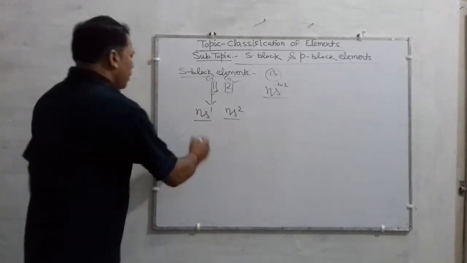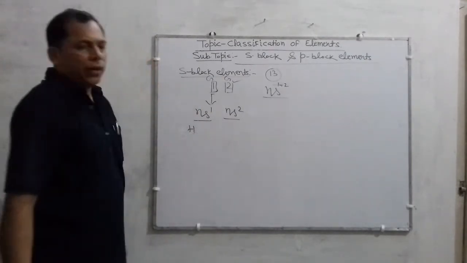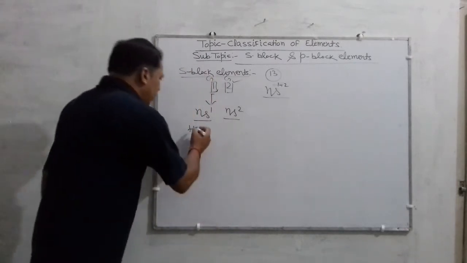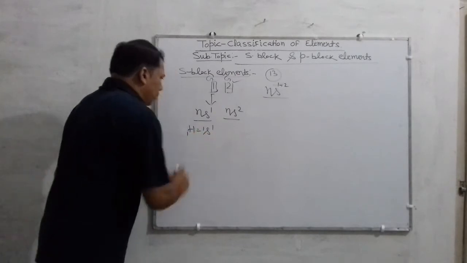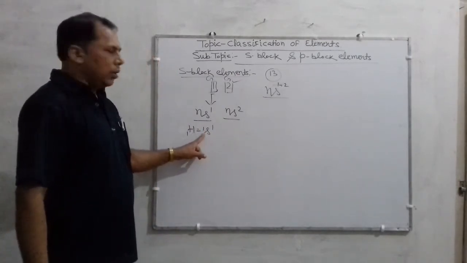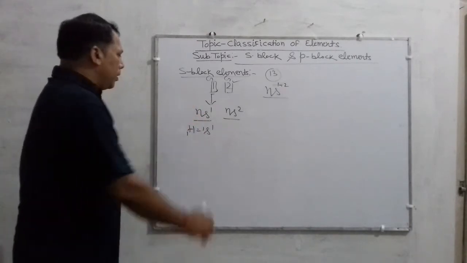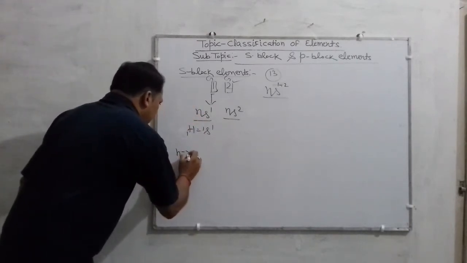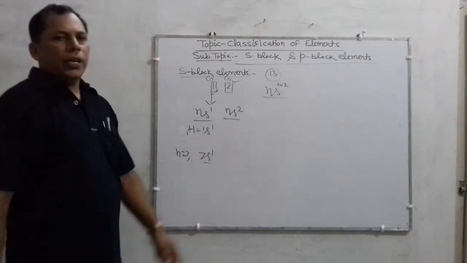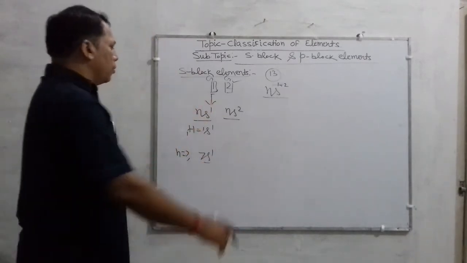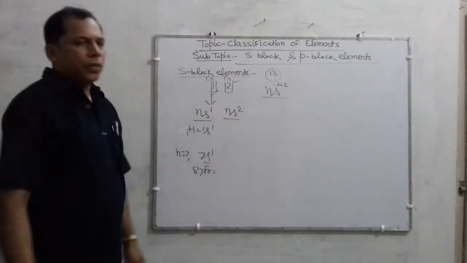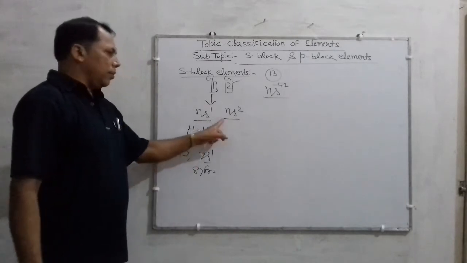For example, suppose I am taking the first element of the S block, that is hydrogen. If you write it, it will be 1s1. So for n is 1, you are getting hydrogen. But if you put n is 7, when it comes 7s1, then you get the last member of the first group, that is francium, 87Fr. This is the meaning of this ns1.